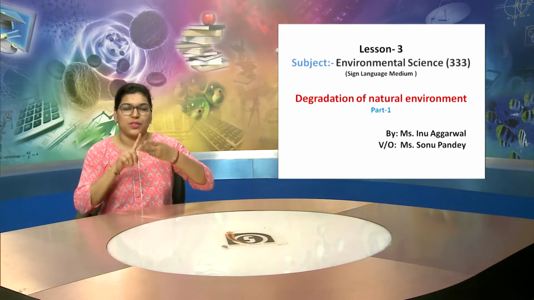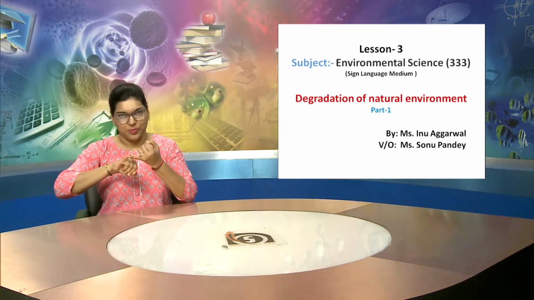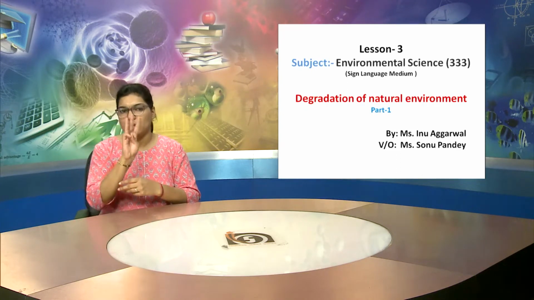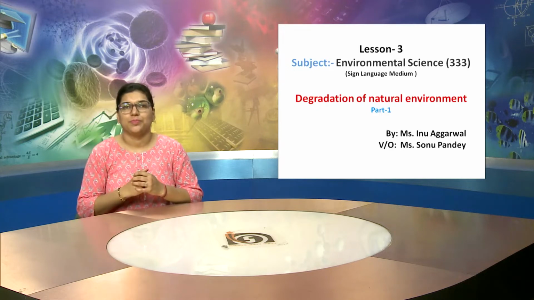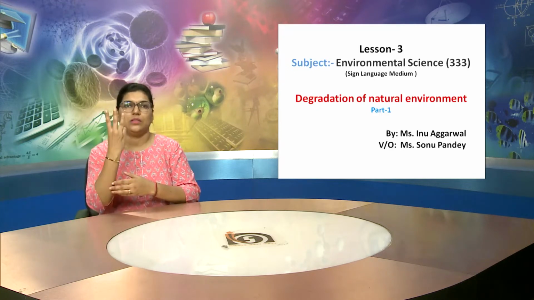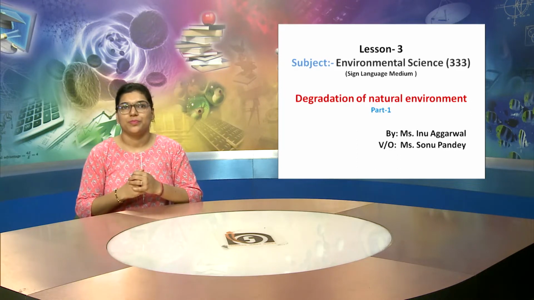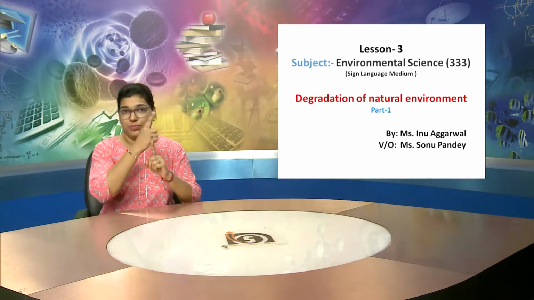Now we are going to learn the subject EVS. This is for senior secondary level. The code number for this subject is 333, and now we are going to do lesson number 3, which you can see on the screen.